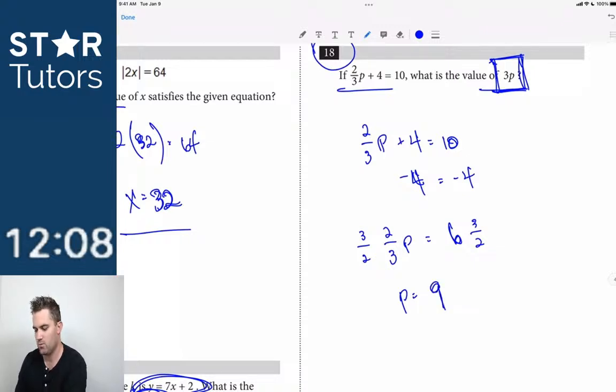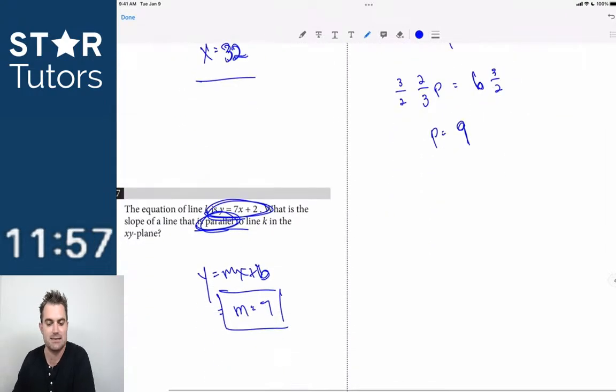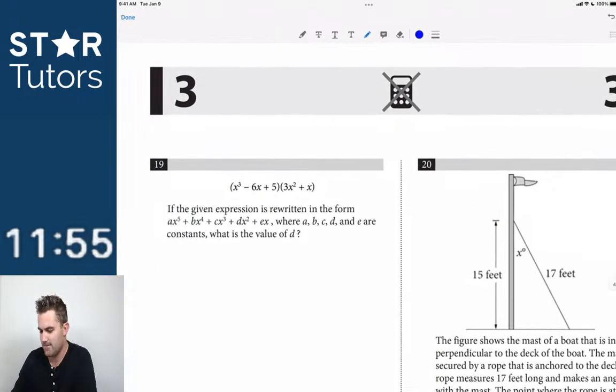But again, as we go through this, don't forget that they're looking for 3p. Because if you write p equals 9, you're going to get the question wrong, and I can't tell you how many students do that. And that's a simple mistake that we can always avoid. Okay, so I think that one's pretty straightforward.